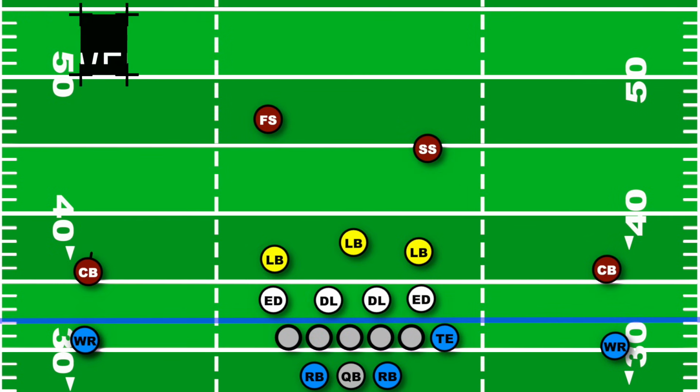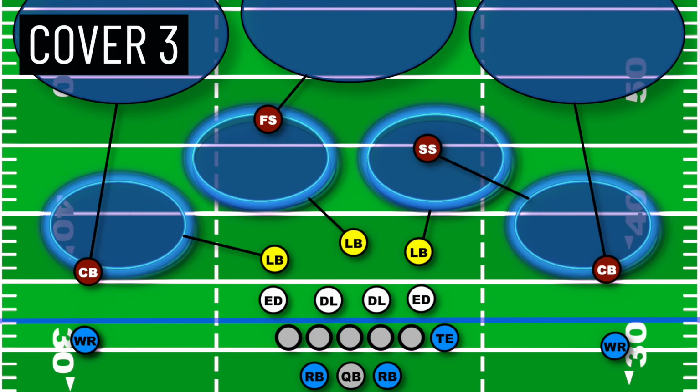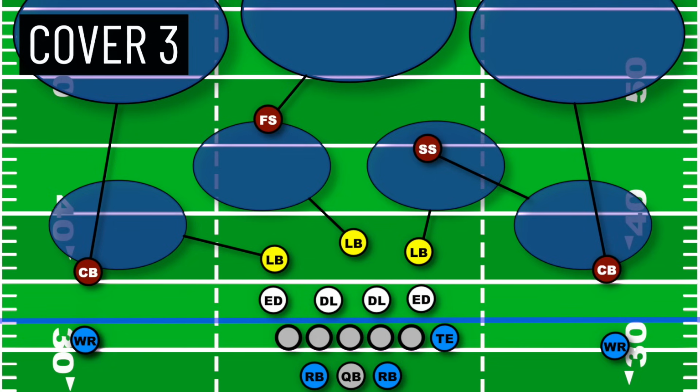Cover 3 is a 3-deep zone coverage, but now you've only got 4 underneath defenders, and they'll usually divide the underneath zones into the curl flats and the hooks. In most defenses, this is the straight up vanilla version of cover 3, where you've got the free safety and the 2 corners covering the deep thirds, and the strong safety moving up into the curl flat. But some teams that use a different variation as their base cover 3 will call this 3 sky.